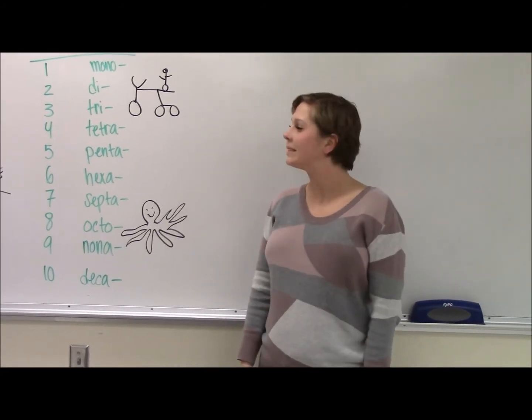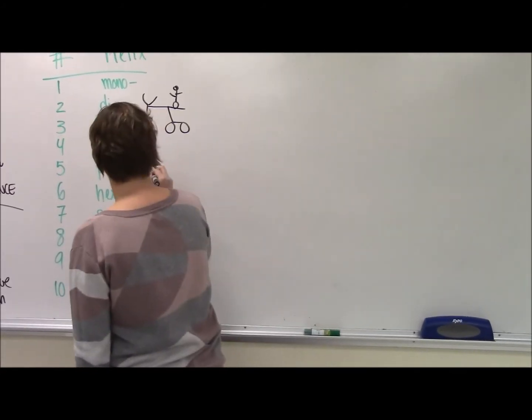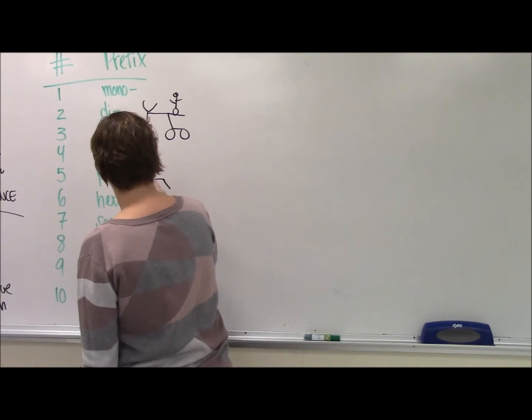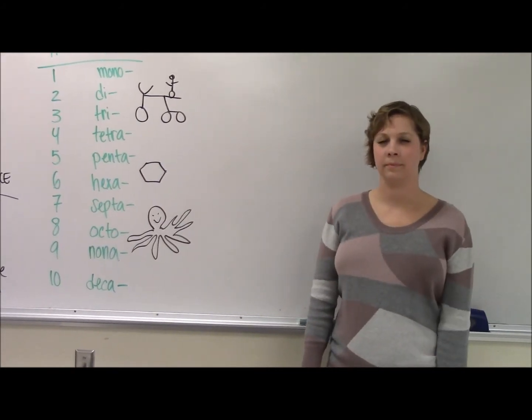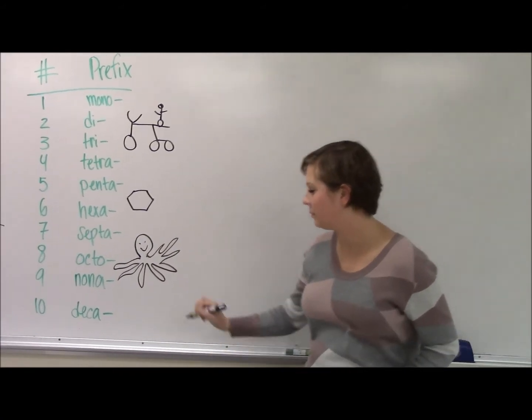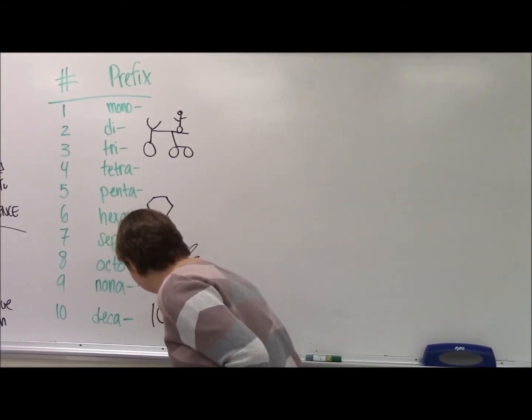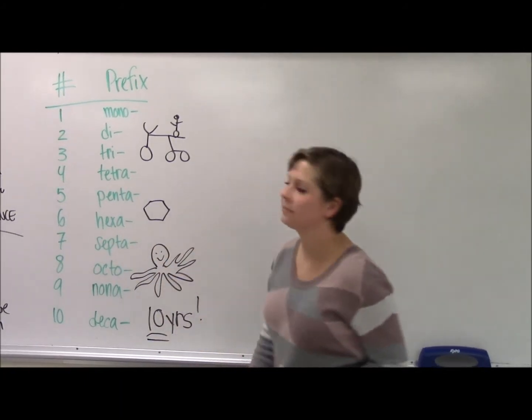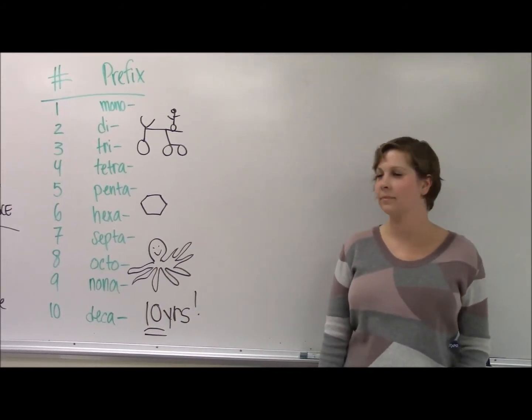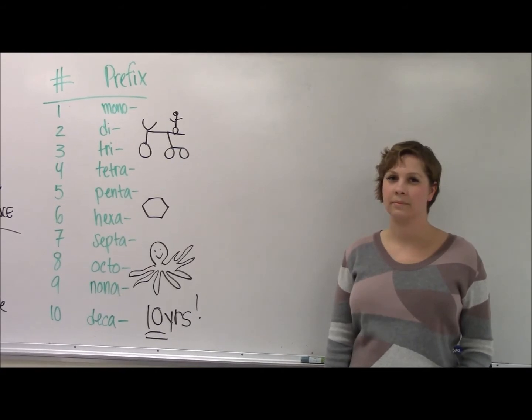so they use the prefix octo. A hexagon has 6 sides, so it uses the prefix hexa. A decade is 10 years, so it uses the prefix deca. Pause on the next slide and make sure you write these down in your notes.